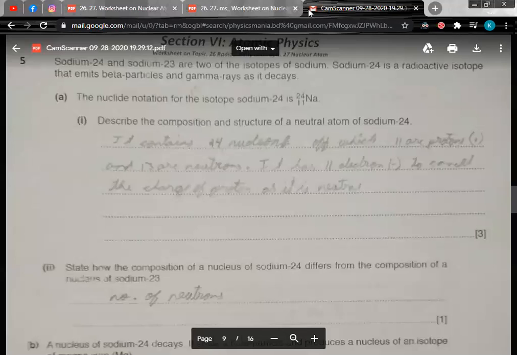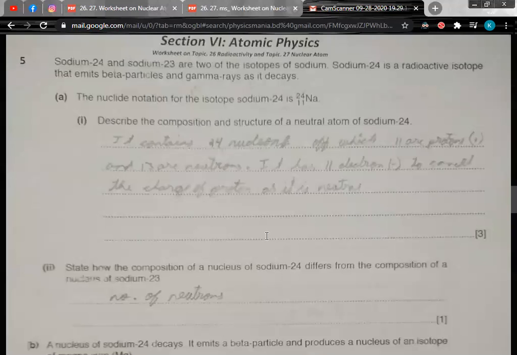Okay, so what did you write? There are two things. One is composition, another one is structure. Composition means what is available in sodium-24. So we have a neutral atom. If it is a neutral atom, then the number of electrons and number of protons are the same, right?